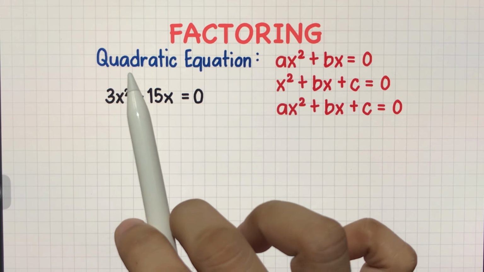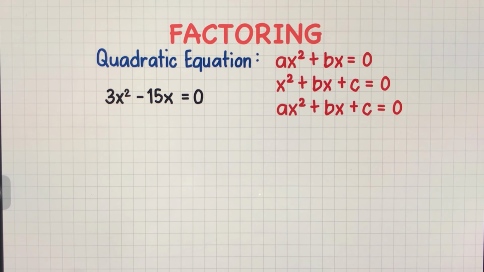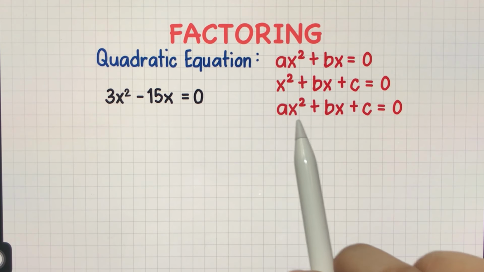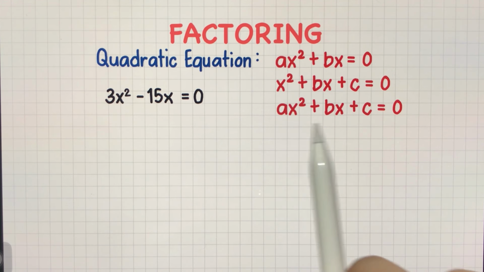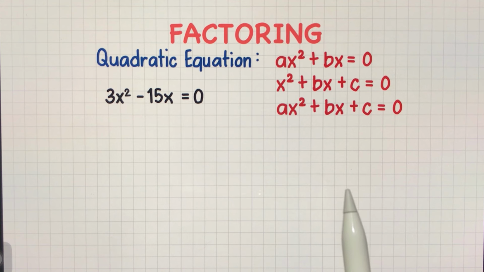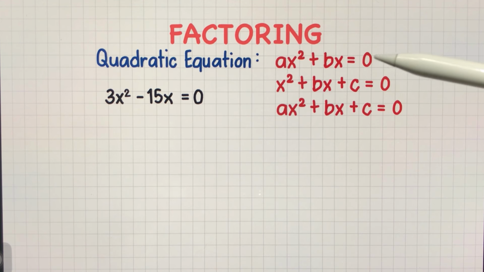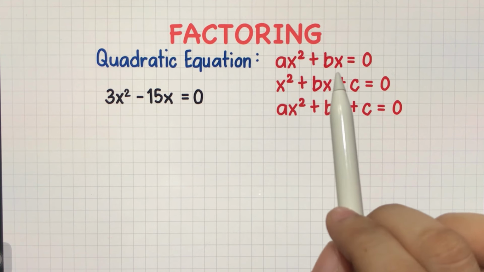Let us solve this quadratic equation by factoring. So the standard form of a quadratic equation is ax squared plus bx plus c equals 0. It has a quadratic term, a linear term, and a constant. But in this video, we'll be applying factoring to these three different formats. Let us start with ax squared plus bx equals 0.